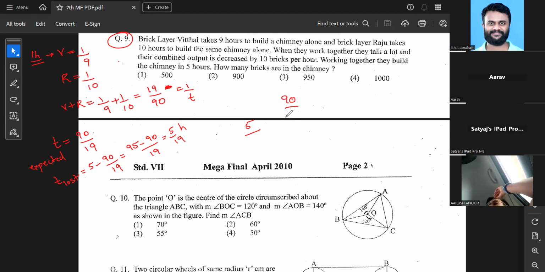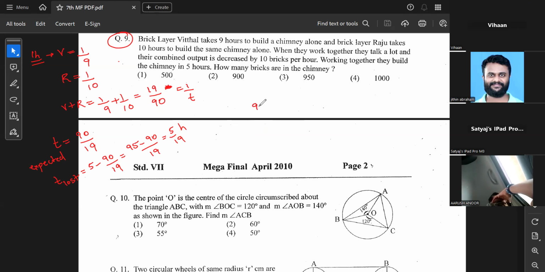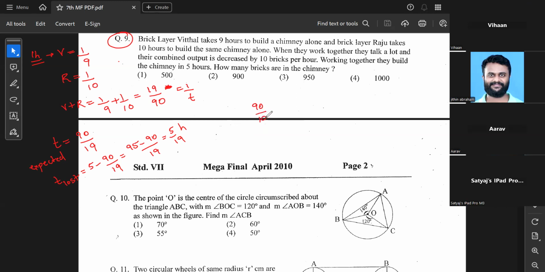Logical answer, because if they have to be reduced by 10 bricks per hour, then we have to multiply 90 by 10. Yeah, exactly. So their current output is 18 by 90, whereas it should be 19 by 90. But in this case, they're only losing one brick. In the question, it says they're losing 10 bricks. So this can only occur when there are 900 bricks.